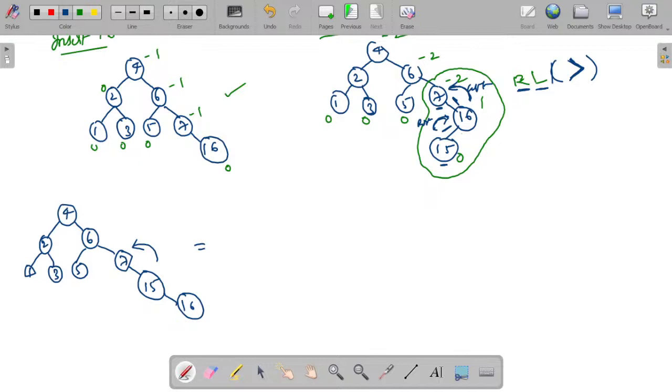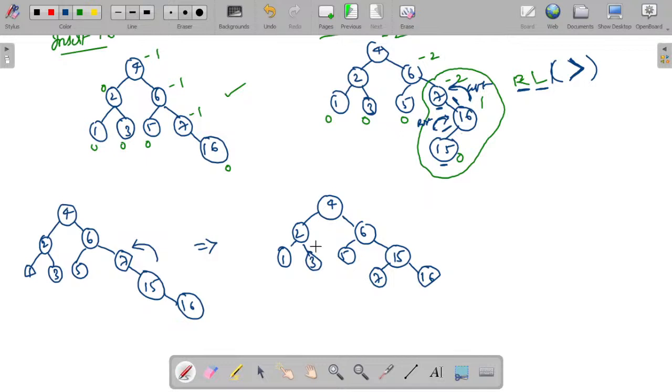Now let us go ahead and complete it. 4 stays as it is, 6 stays as it is. Now 15 is pushed up, 7 is pushed down, and 16 stays in the same place. And now 6 has a node called 5, and 2, 1 and 3. Now this is how the tree is. So first we performed a right rotation, and then a left rotation, and this is how the tree is presently looking.